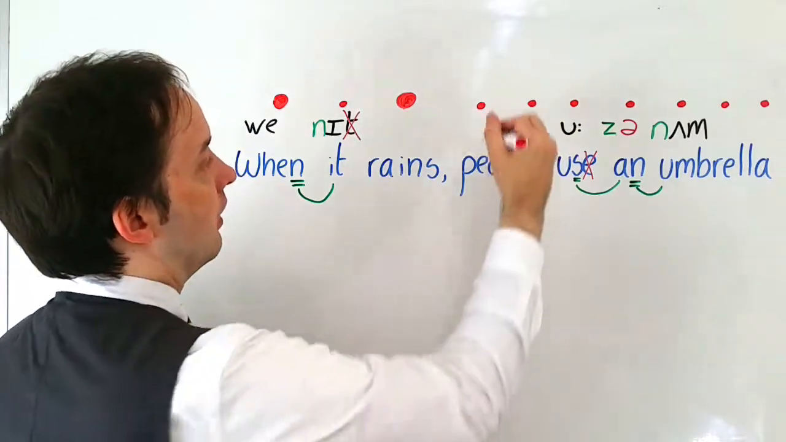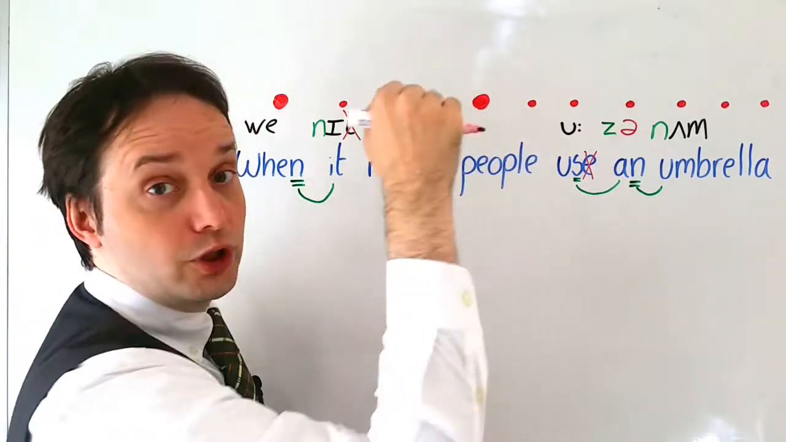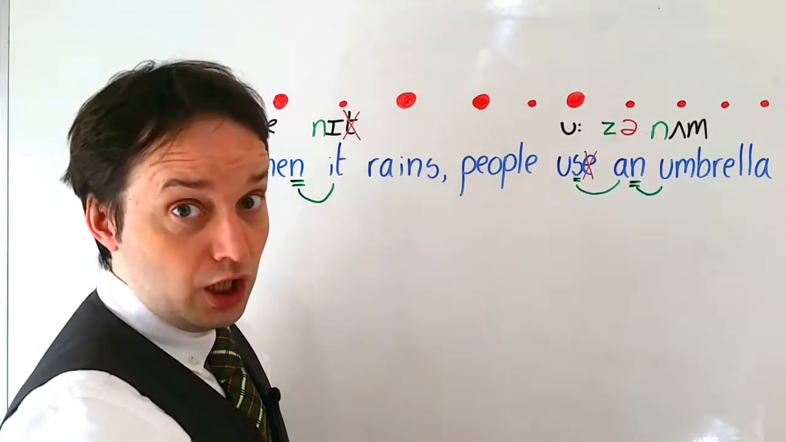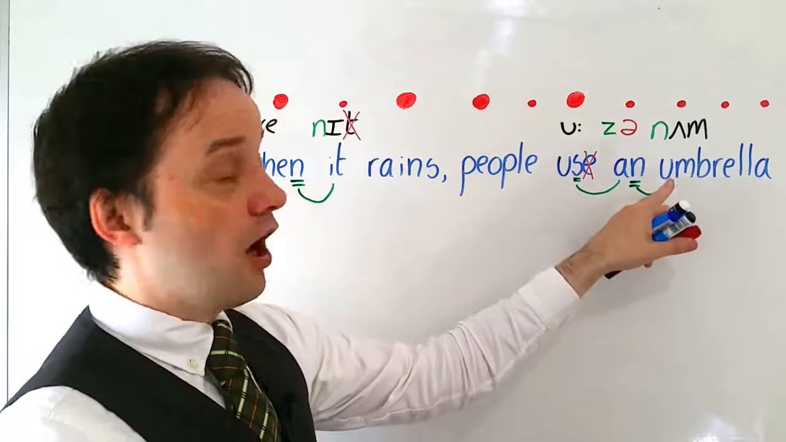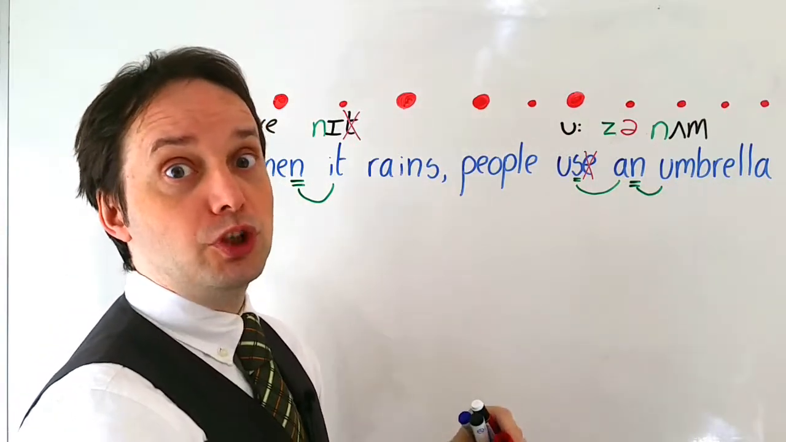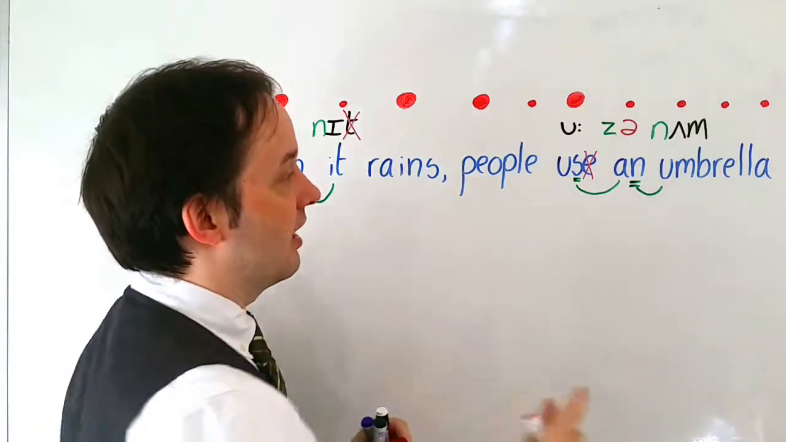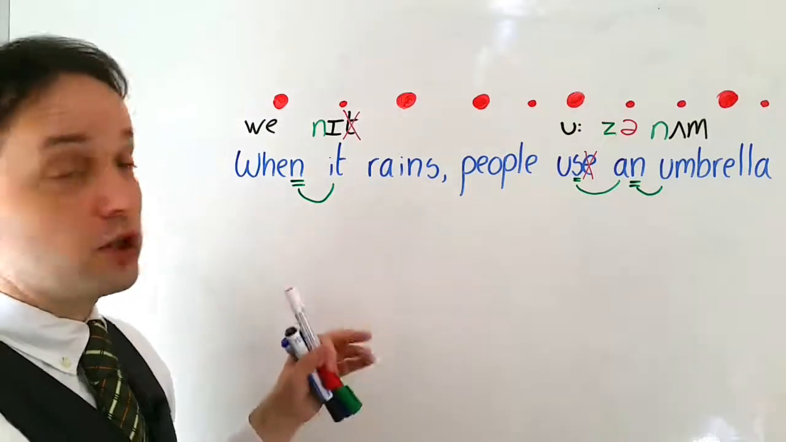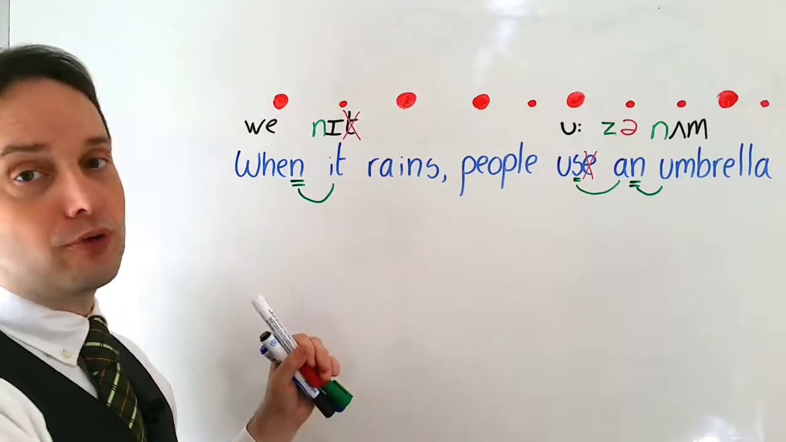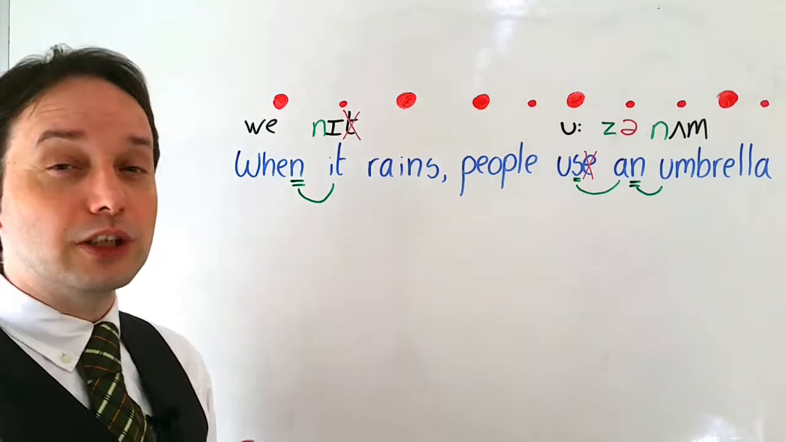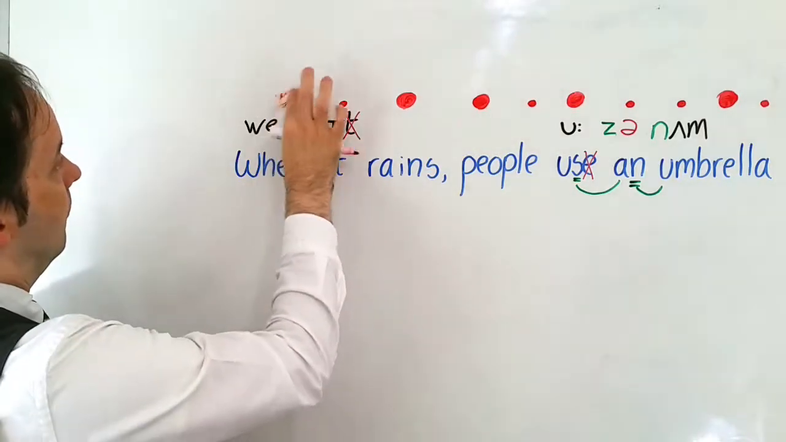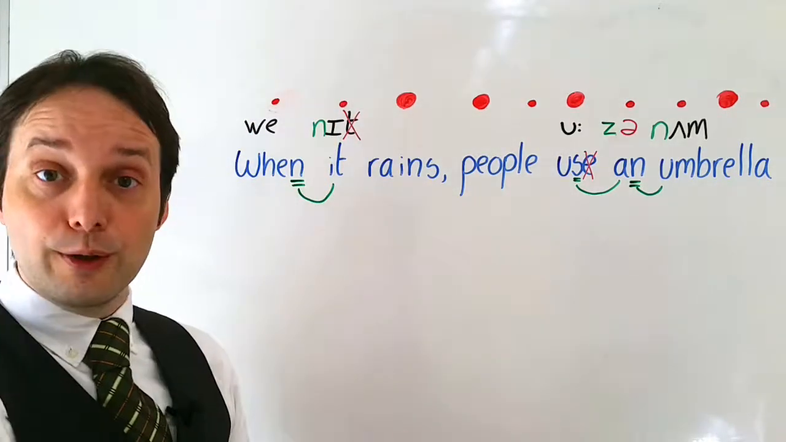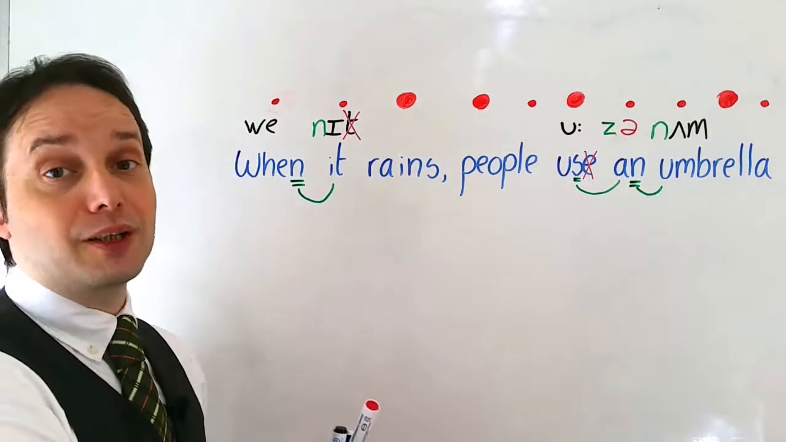People. Use. An. No. People use an umbrella. Umbrella. Okay, so we've got when it rains, people use an umbrella. And that sounds nice and natural, doesn't it? Or also okay, when it rains, people use an umbrella.